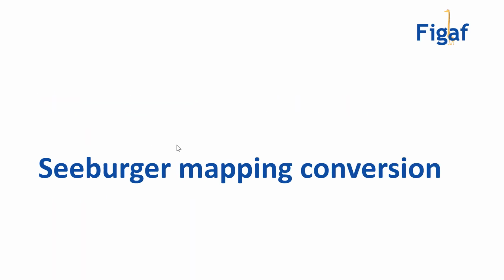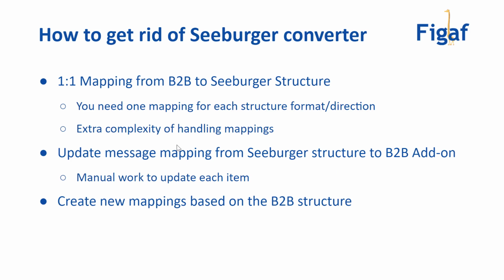One other thing that I promised was the Seeburger migration. Seeburger migration is one of the challenges, and you want to get rid of it because the structures of the Seeburger message mappings are different, and that means it does not support the B2B add-on. Since Seeburger is not really supported on 7.5, you want to get rid of it and migrate to the B2B add-on. There's a one-to-one migration where you just create a document for each of the different structures.